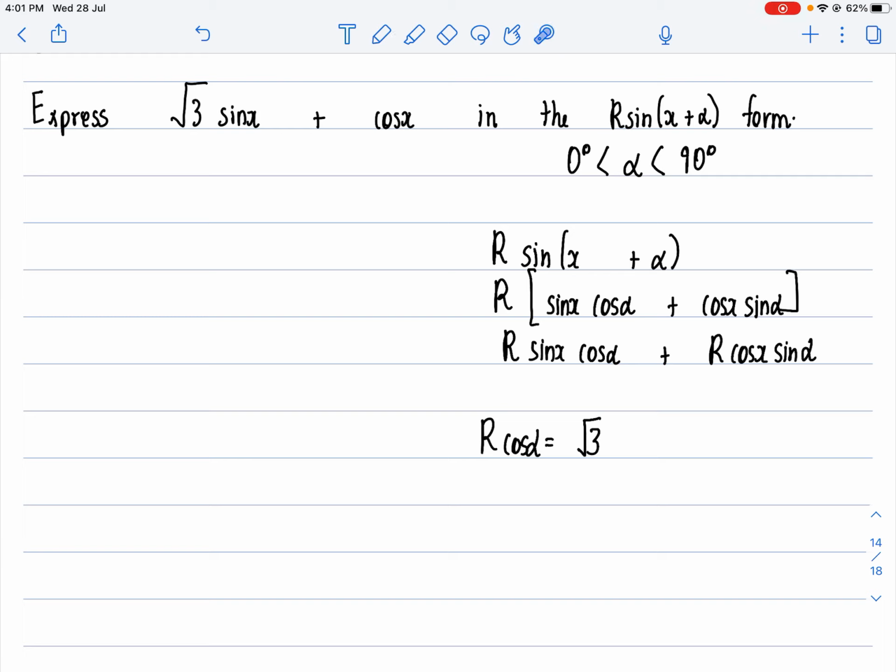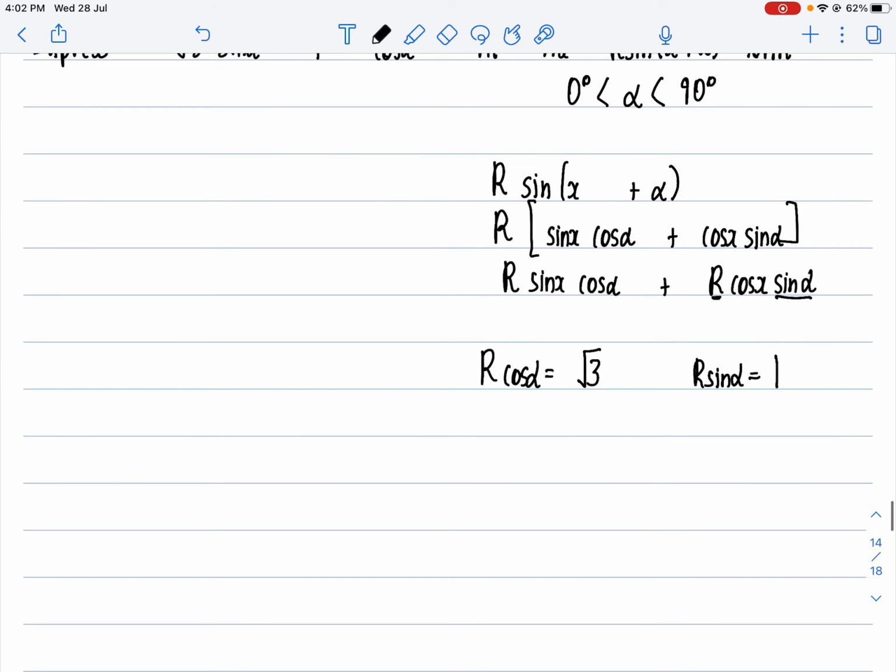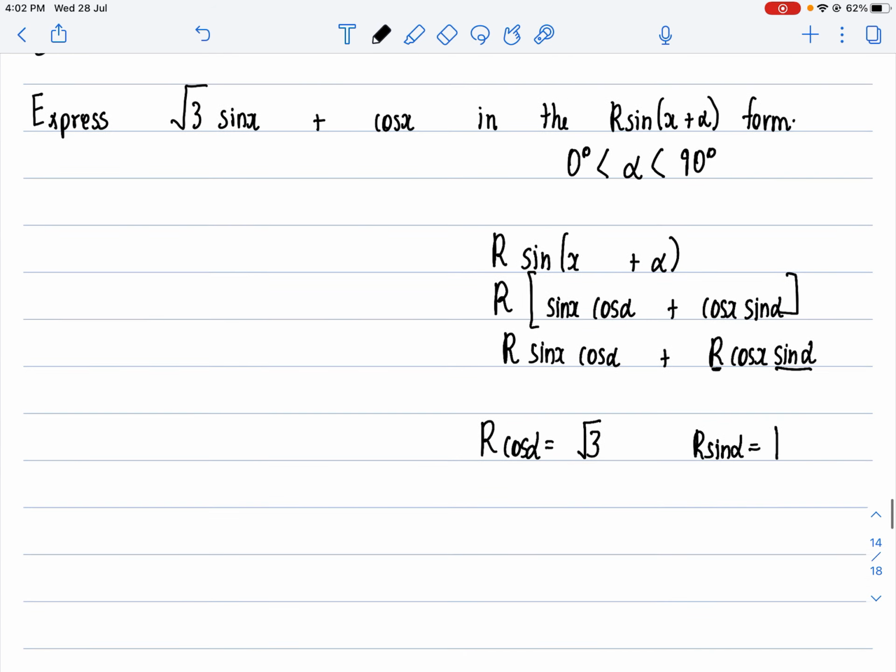In the same way, you have a cos here and you have a cos here. So you simply write r sine alpha, which is equal to the coefficient of cos x here, which is nothing, so you can take it as 1. Another point to note is that mostly the signs which you get here are always the same, so you don't need to worry about it.